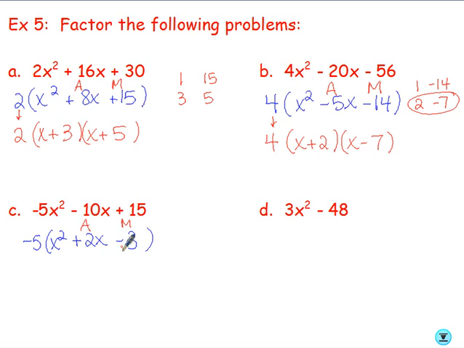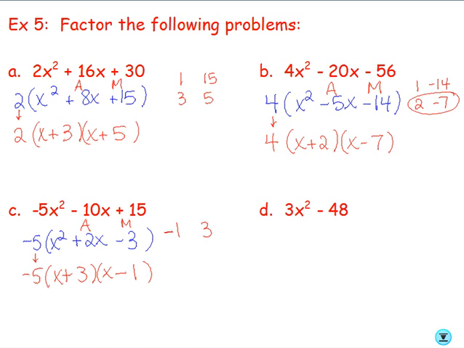Since the multiplying number is negative, there's one positive, one negative. Since the adding number is positive, the bigger one's positive. One positive, one negative, bigger one's positive. Well, there's only one pair that multiplies to give you 3, and that is 1 and 3, and the bigger one's negative. And yes, those two add up to give you 2. So negative 1, positive 3, bring down the negative 5.